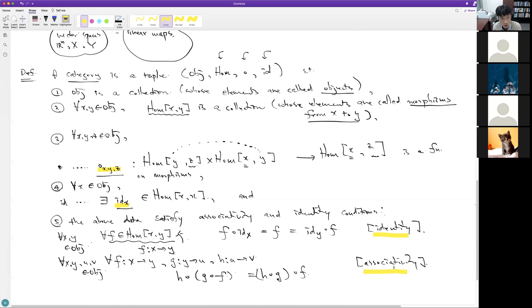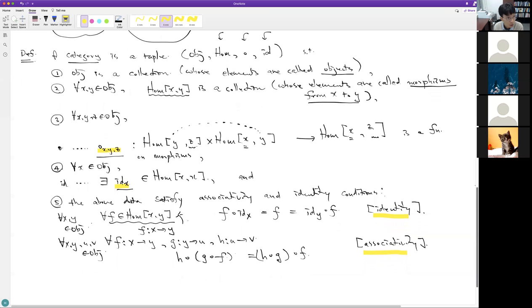If you think about this, this is a very minimal kind of condition. We don't really say very much. We just have a set of objects and morphisms, and the only operators we have are composition and identity. But it turns out having just this still allows us to say many things about mathematical languages.